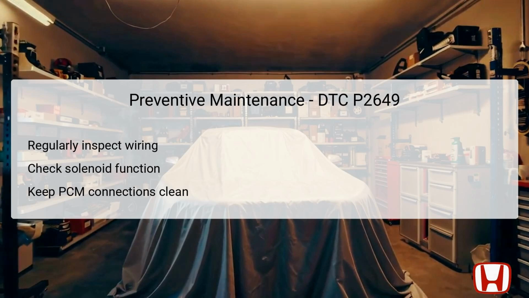Cleaning and maintaining the connections to the powertrain control module, PCM, can also prevent corrosion or looseness, which are common culprits of electrical issues. Keeping up with routine oil changes and ensuring proper lubrication of engine components can significantly reduce stress on the rocker arm oil control solenoid. These proactive steps can contribute to the longevity of the vehicle's engine and prevent high-voltage conditions in the future.